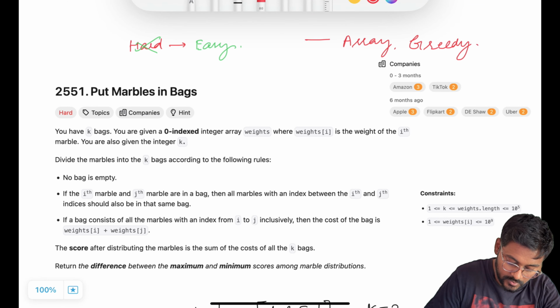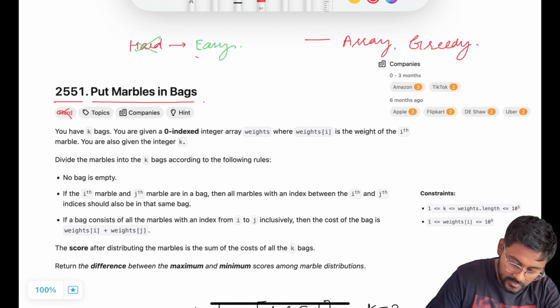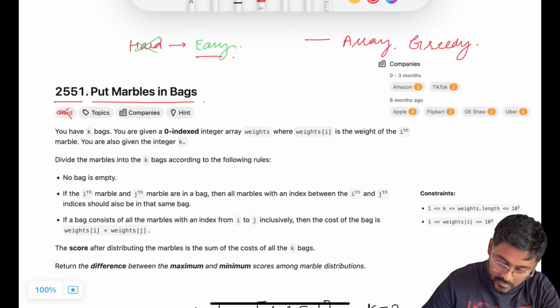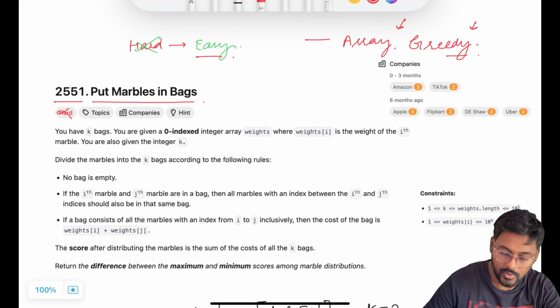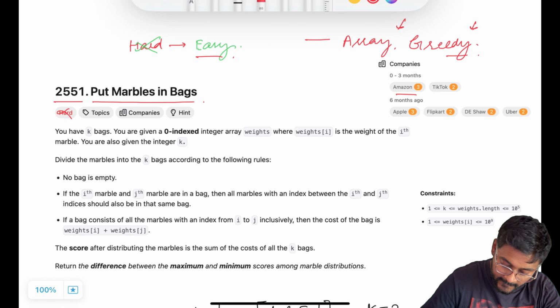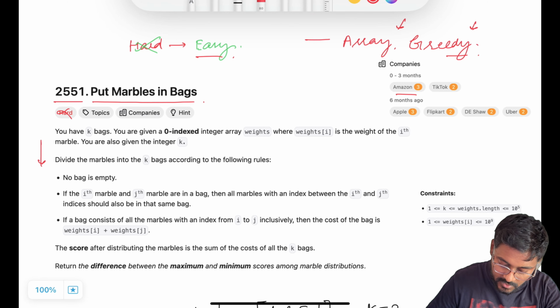Today we are going to solve LeetCode problem ID 2551, Put Marbles in Bags. This problem is marked as hard, but it will be easy to understand. Just stay with me. It is based on the concepts of array and greedy approach. Also, this question has been asked in companies like Amazon, TikTok, Apple, Flipkart, Uber. Let's have a look at the problem statement.